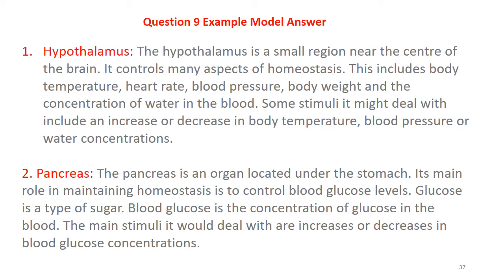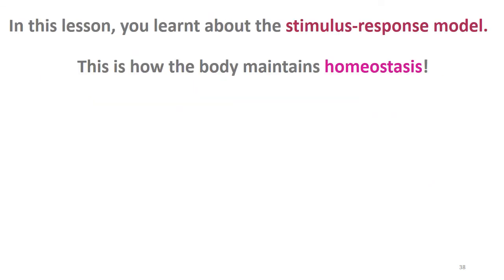Number 2, the pancreas. The pancreas is an organ located under the stomach. Its main role in maintaining homeostasis is to control blood glucose levels. Glucose is a type of sugar. Blood glucose is the concentration of glucose in the blood. The main stimuli it would deal with are increases or decreases in blood glucose concentrations.